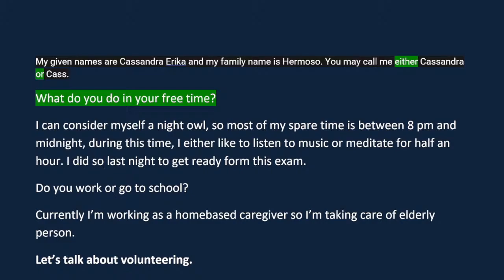What do you do in your free time? Well, should I read? Yeah, you can read it or you can go based on the context of what I just said. Okay, I'll just read it. I'm kind of nervous. Yeah, it's fine. Well, I can consider myself a night owl, so most of my spare time, between 8 p.m. and midnight, I listen to music or take a power nap.